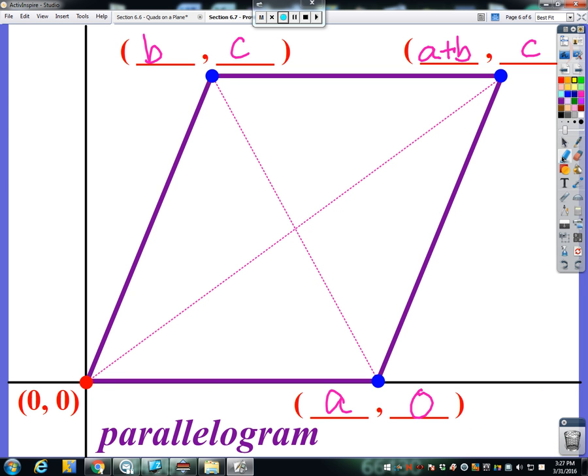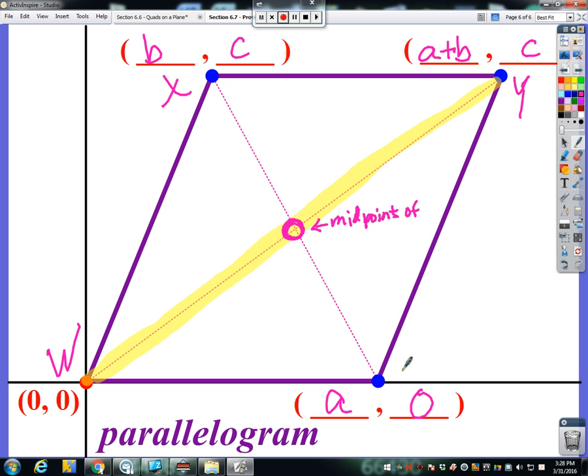If I were to consider this diagonal that I'm highlighting in yellow, if it was being bisected, then we would hope this is the midpoint of this, that this diagonal is going to bisect this at this point right here. Okay, so we're going to hope that this is the midpoint of, and again, let's get some names here, W, X, Y, and Z. But hopefully this is the midpoint of W, Y.